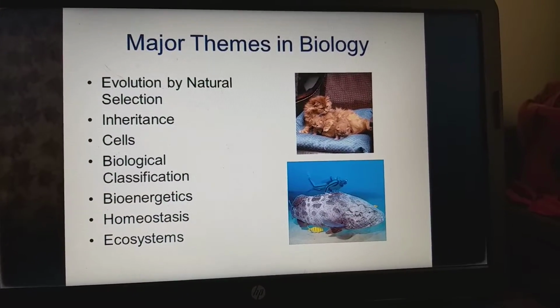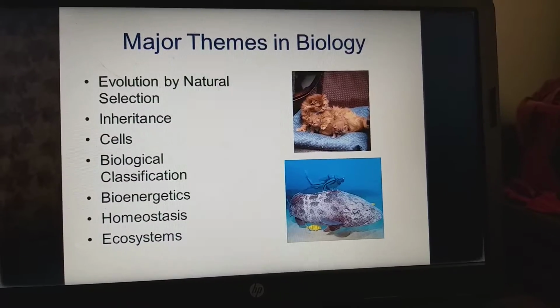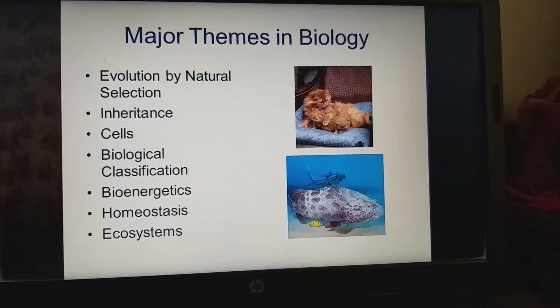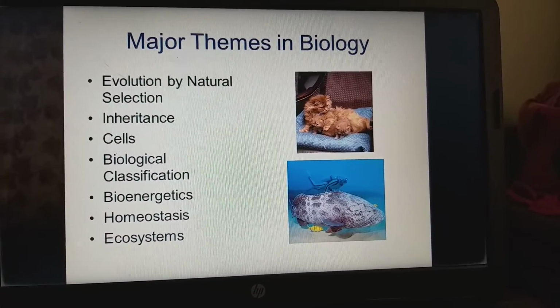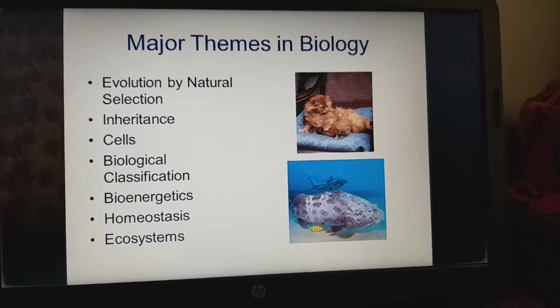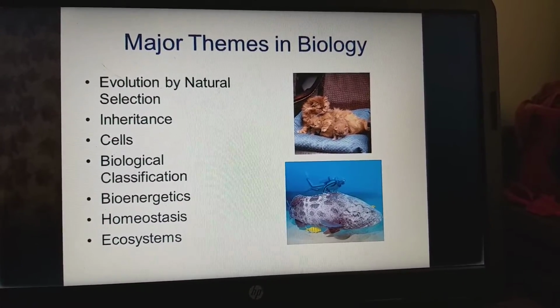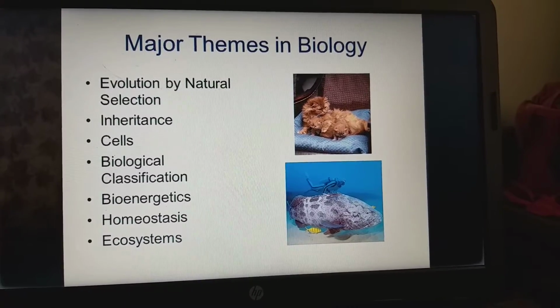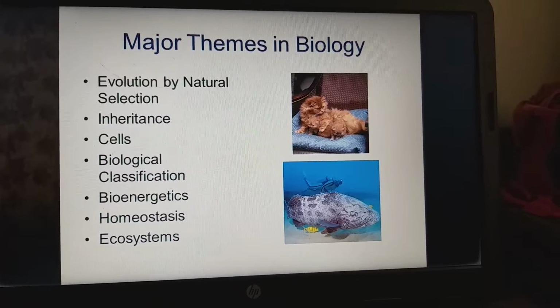Cells, yeah, we are made up of different kinds of cells, like nervous cells, heart cells. Biological classification: all the living forms have been divided based on biological categories. Bioenergetics: how the energy is transformed from one living form to another living form. Homeostasis: maintenance of an internal equilibrium of the reactions. Ecosystems: so forest is one type of ecosystem, right?